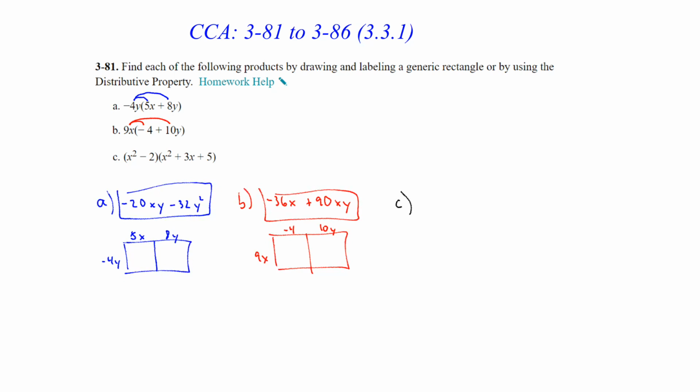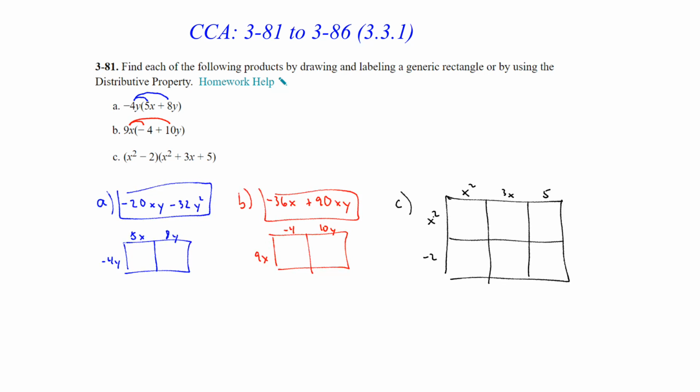On part C, definitely going to use the generic rectangle. Here we have x squared minus 2 with 2 terms, and then x squared plus 3x plus 5 with 3 terms. So we're going to have to create something where we have a couple more levels here. So we'll have an x squared minus 2, and then on top we have an x squared, a positive 3x, and a positive 5. So that's going to create 6 different rectangles. All right, here we go.